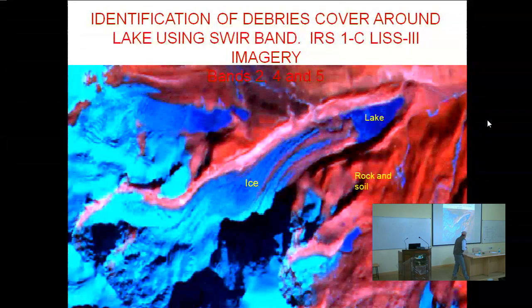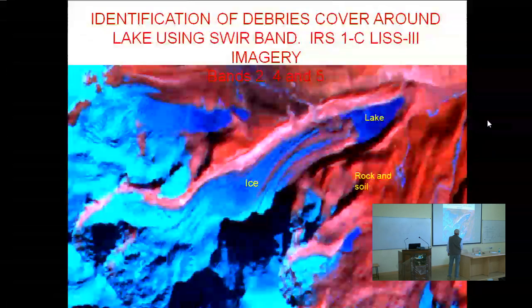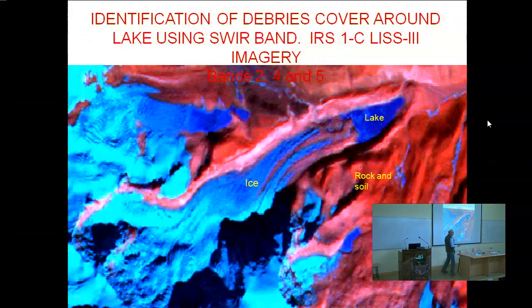We have seen the spectral reflectance curve, and we have seen that rock has a low reflectance in the visible region and high reflectance in the shortwave infrared region. So you can see here, you can clearly identify the debris cover region of the glacier. This is where snow and ice is on the surface, and these are the regions where debris is on the surface. You can mark the lake, and this is the rock. If you use geomorphology in combination with spectral characteristics, it is possible for you to differentiate between the debris on the glacier and clean ice.